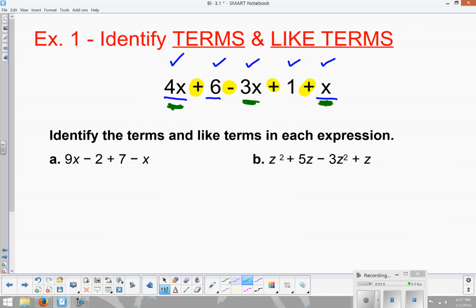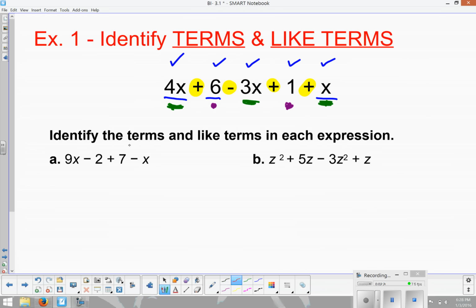Now, the numbers that you see here that I'm going to put a dot on, 6 and 1, are like terms. They belong to a different family because now they are the number family. So as you can see, terms are separated by operations, and like terms are anything that share the same common variables, or they can just be numbers. Okay, let's go ahead and do an example below so you can get a better understanding of what terms and like terms are.